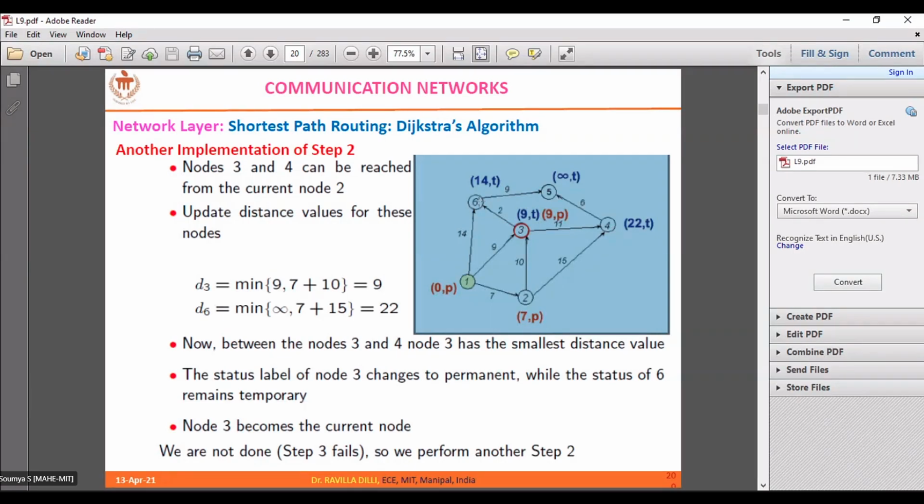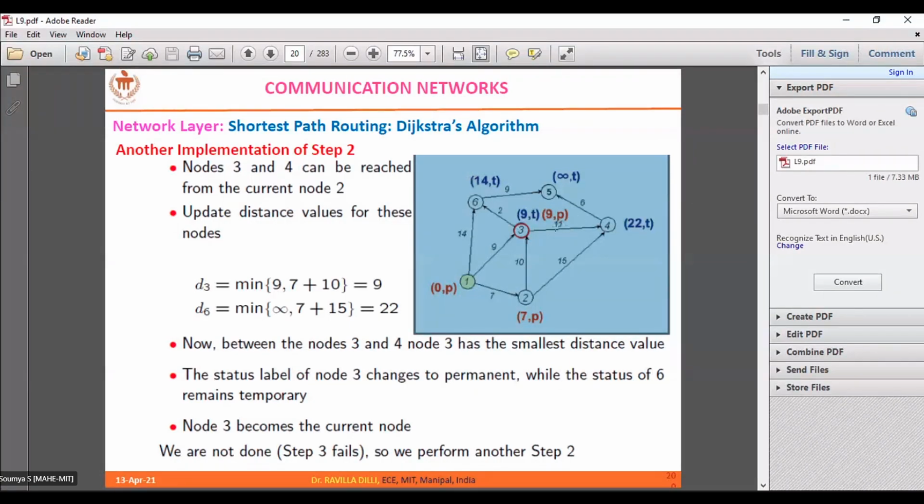3 to 6. What happens? Can you change the value at 6? Let us see. Cost of 3 is 9 plus the cost of the link between 3 and 6 is 2. 9 plus 2 is 11. 11 is less than what was existing at 6, which was 14. But what we've got now is 11.